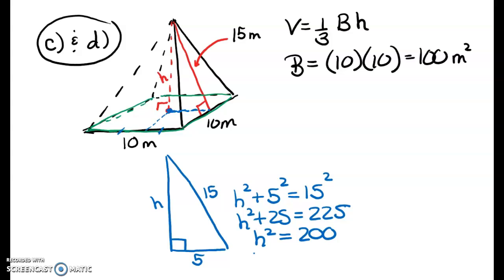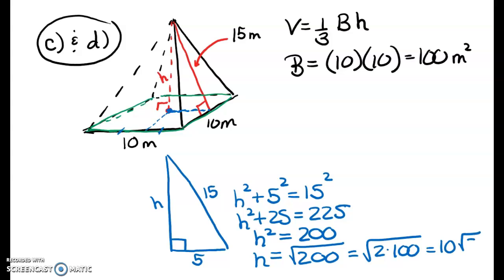So when I take the square root of both sides, I get the square root of 200, and I know that the square root of 200 is the square root of 2 times 100, and I know the square root of 100 is 10, so it's 10 radical 2, so the height is 10 radical 2 meters.